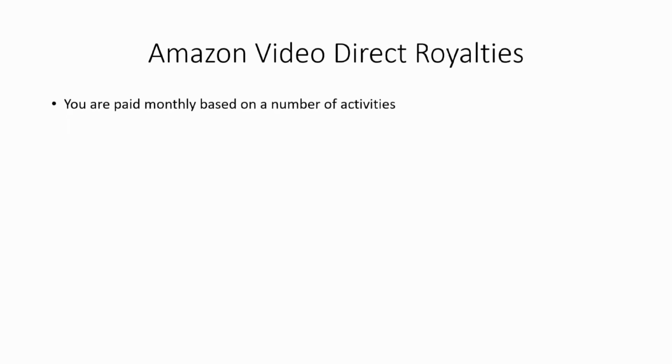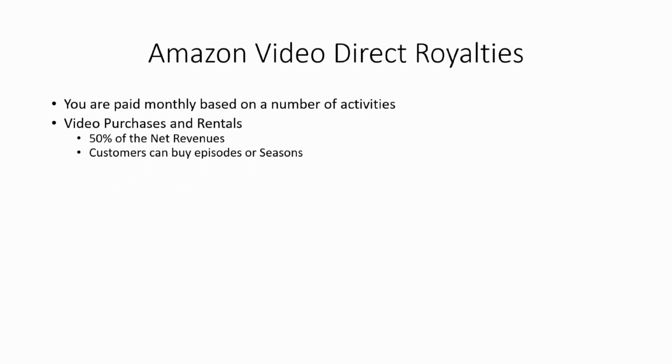Now, you are going to be paid monthly based on a number of different activities altogether. First, you're going to be paid for video purchases and rentals. You'll be paid 50% of the net revenues of purchases and rentals. Customers can buy episodes or seasons, and any episodes they purchase count toward the actual purchase if they decide to purchase a season later. They'll get the entire season at a discount.